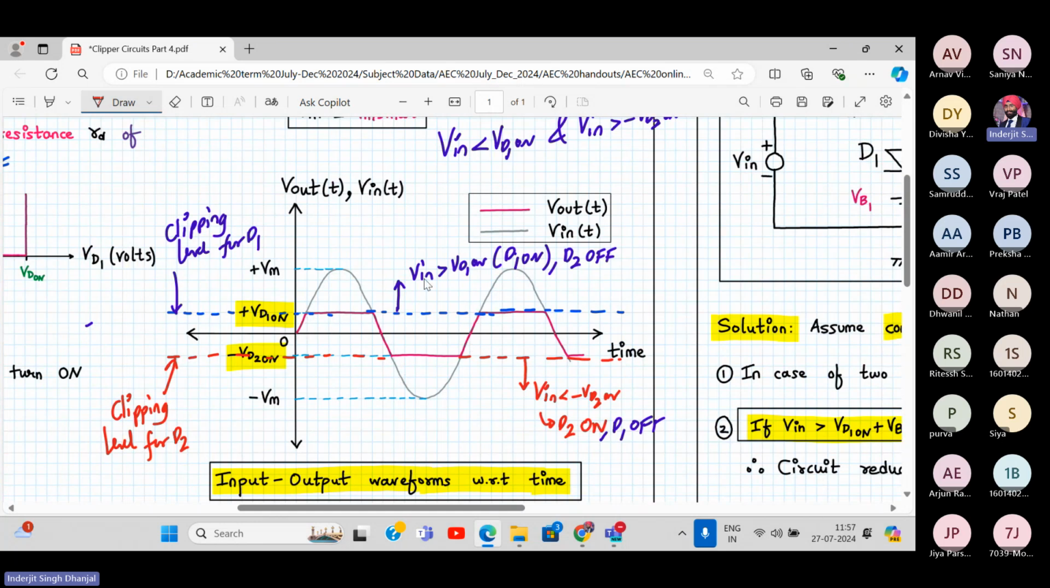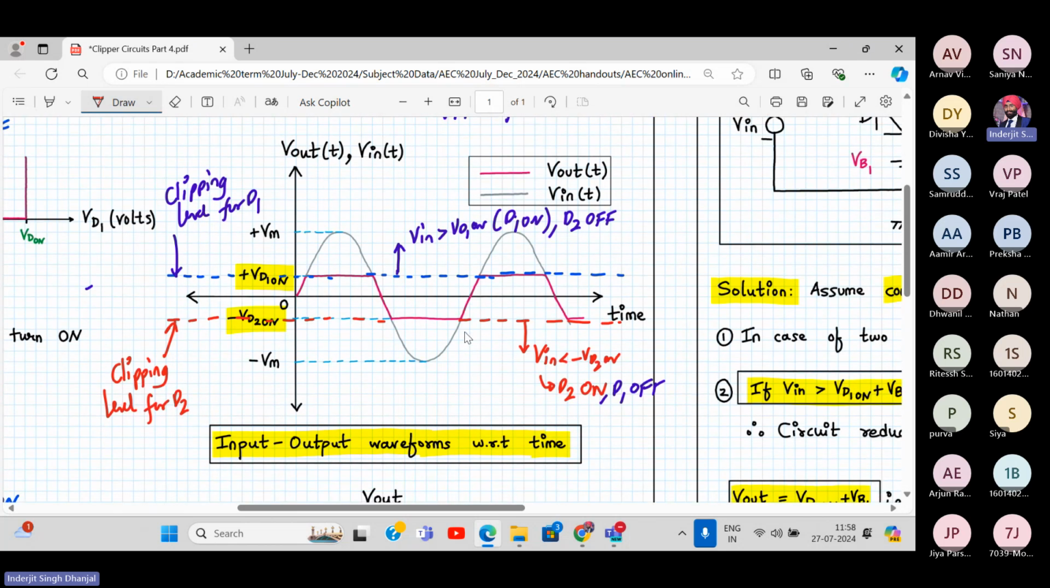Above this, Vin becomes greater than VD1 on, my diode D1 is on and output is stuck at plus VD1 on. If Vin is less than minus VD2 on, my diode D2 is on and output is at minus VD2 on. Here it is. This is clipping both the positive portion and the negative portion of the input signal. That is why this type of clipper circuit is called a combinational clipper or a two-level clipper.